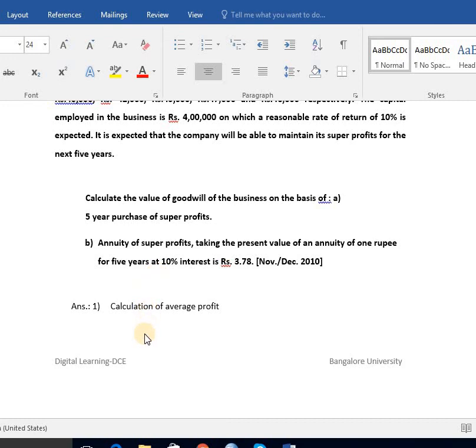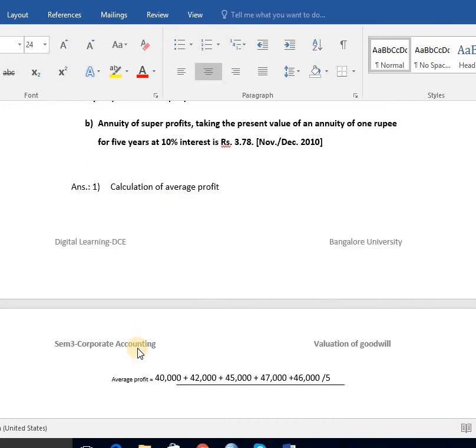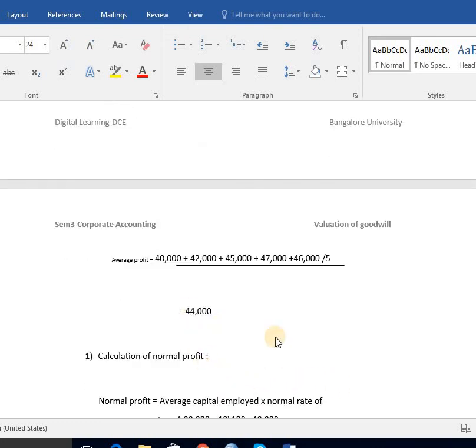Step number 1, calculation of average profit. What is average profit? Average profit is equal to total profit divided by number of years. Since the profits are fluctuating year by year, with no increasing or decreasing trend, we are adopting the simple average profit method. Accordingly, 40,000 plus 42,000 plus 45,000 plus 47,000 plus 46,000 divided by 5, we are getting 44,000.